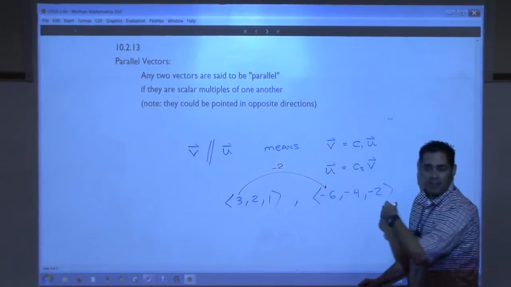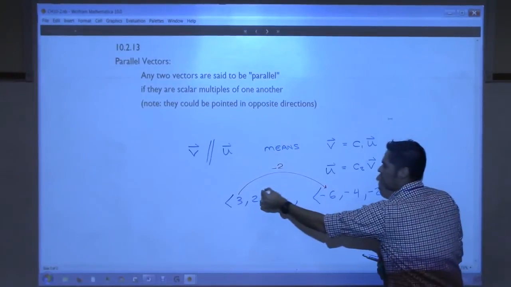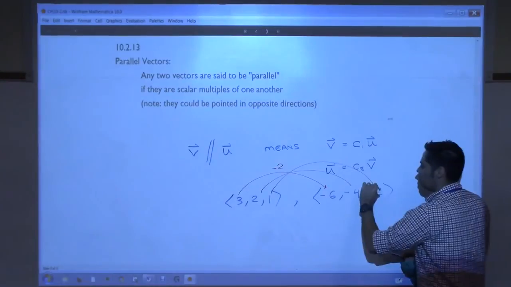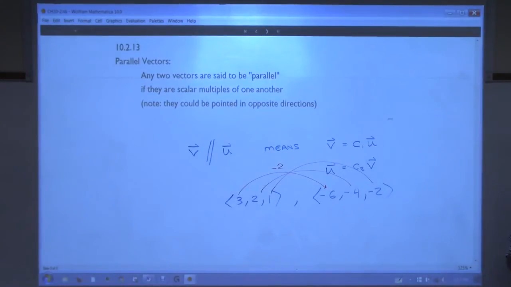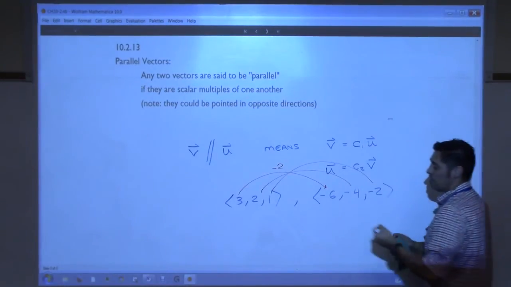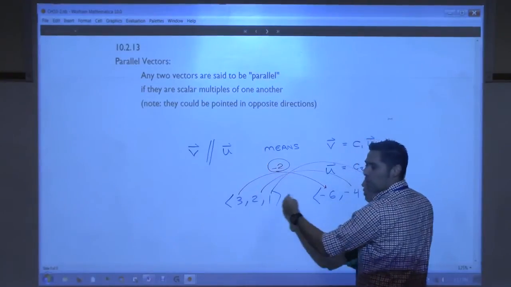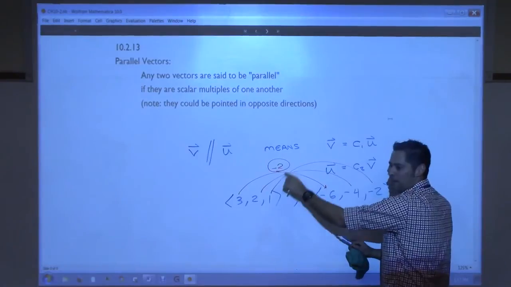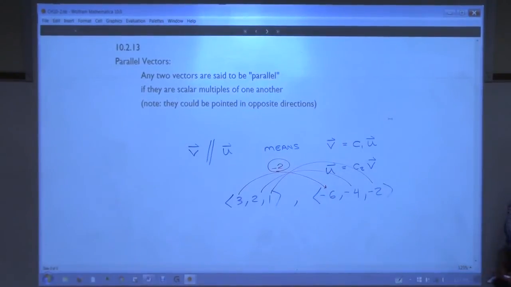Now, all the other things have to be the same also. If I take 2 and multiply by -2, do I get -4? Yes. If I multiply 1 by -2, do I get -2? Yes. So that would be a scalar multiple. Whatever this number is has to work for each one. It can't be that -2 works for this one, and then 3 works for that one, and then 5. Same number for all of them.